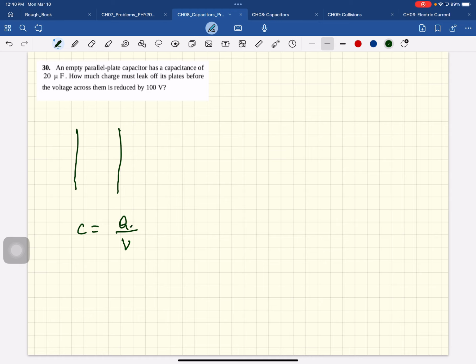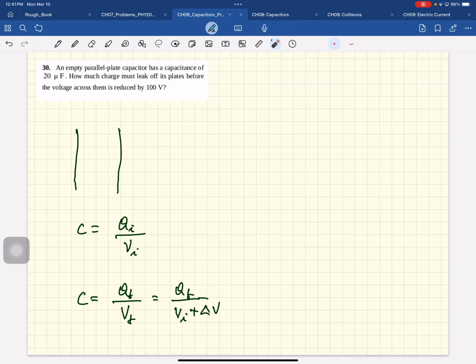Okay, so let's say this is the initial charge, and that's the initial voltage, and you can see that the capacitance is fixed. So if the voltage reduces, the charge reduces. Okay, charge must flow out. Okay, so here, let's say this is the final charge and the final voltage. Okay, and the final voltage is initial voltage plus the voltage it's reduced by, and this is 100 volts. Yep. So that's a negative 100 volts.